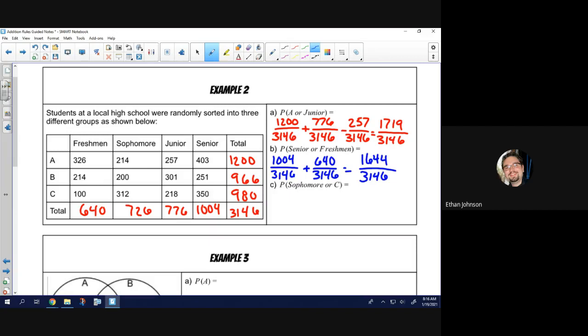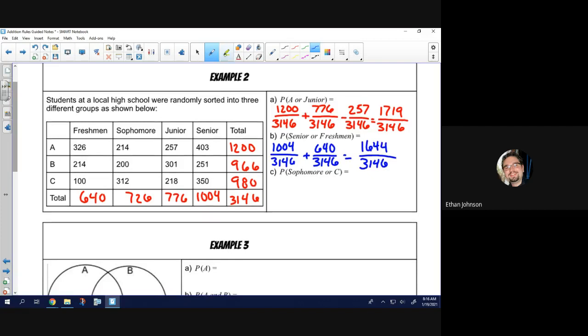Go ahead and try probability in letter C. Probability of a sophomore or group C. So we have sophomores and we have group C. In this one, we do have an overlap, so it is not mutually exclusive. So probability of a sophomore is 726 out of 3,146.